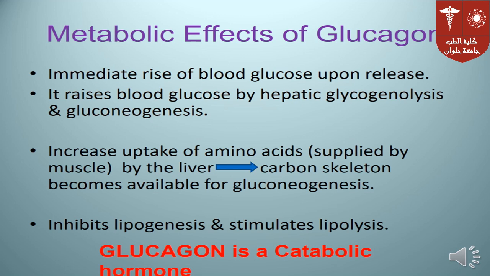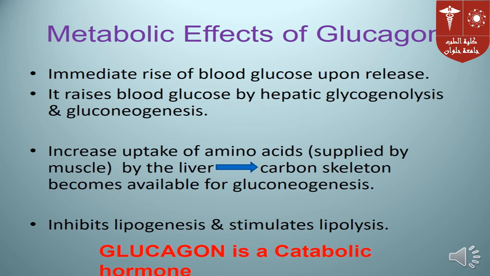What are the metabolic effects of glucagon? Of course, like we said before, it's the rapid hormone. It raises blood sugar very rapidly upon its release. It saves us from hypoglycemia. It raises blood glucose by hepatic glycogenolysis and gluconeogenesis. Increased uptake of amino acids supplied by the muscle, by the liver. Catabolic skeleton becomes available for gluconeogenesis. One of the main actions of glucagon is that it increases uptake of amino acids which are released by the muscle. Glucagon stimulates their uptake by the liver because the liver is the site of gluconeogenesis. So the amino acids will be converted, their carbon skeleton will be converted to glucose by gluconeogenesis in the liver.